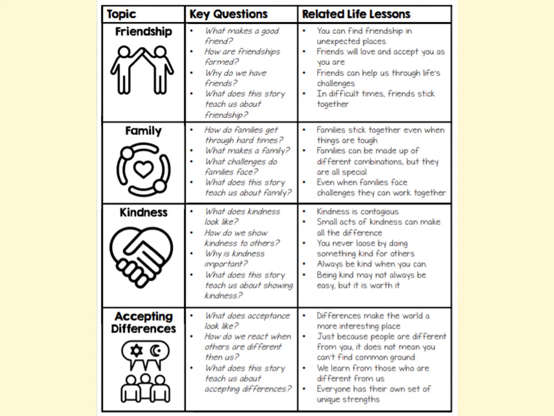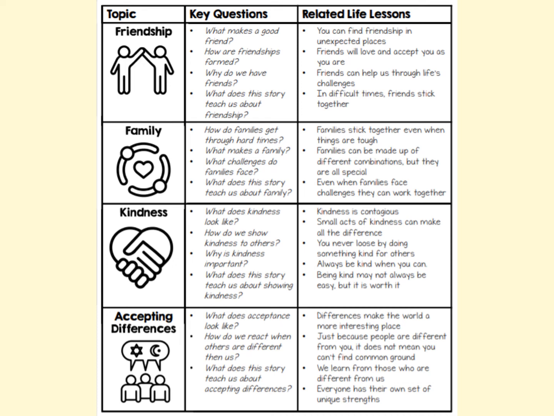In this resource in regards to finding the theme, the Stellar Teacher shares some topics or subjects. You notice on that very first column, these are common topics found in literary text. And she also shares some key questions that students can ask themselves when it comes down to that topic. And then in the very last column, you see some related life lessons. So some common topics include friendship, family, kindness, accepting differences. And again, notice the key questions there.